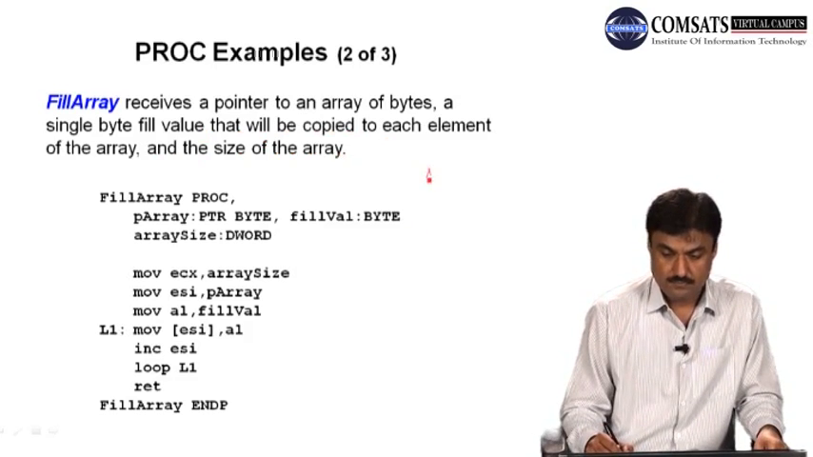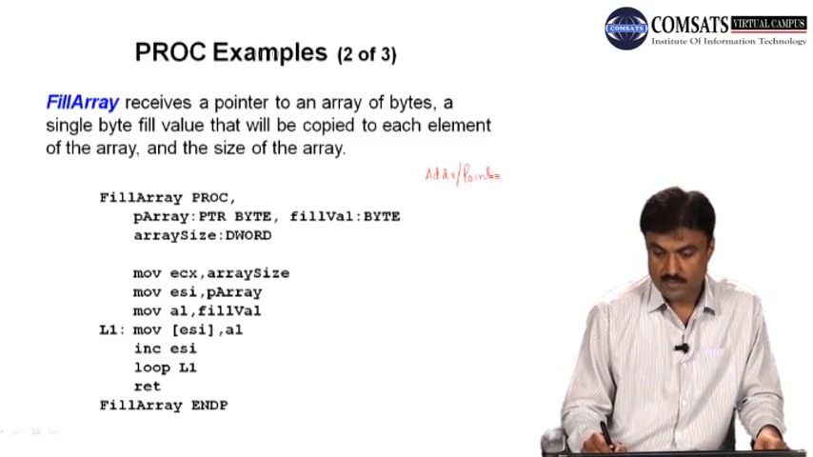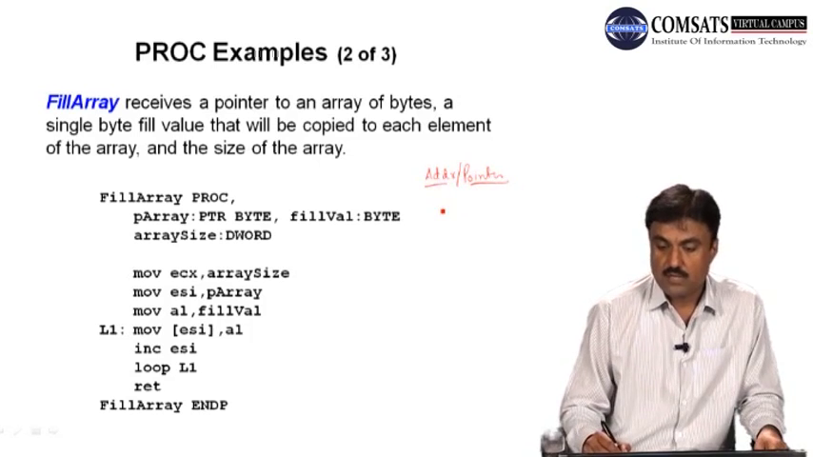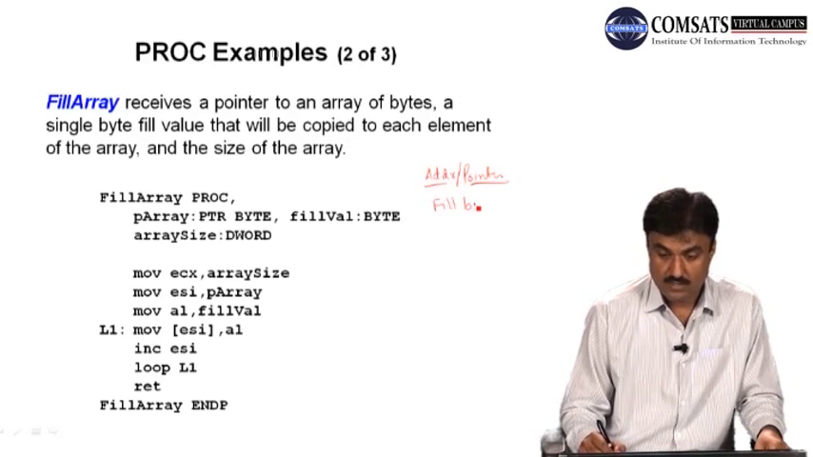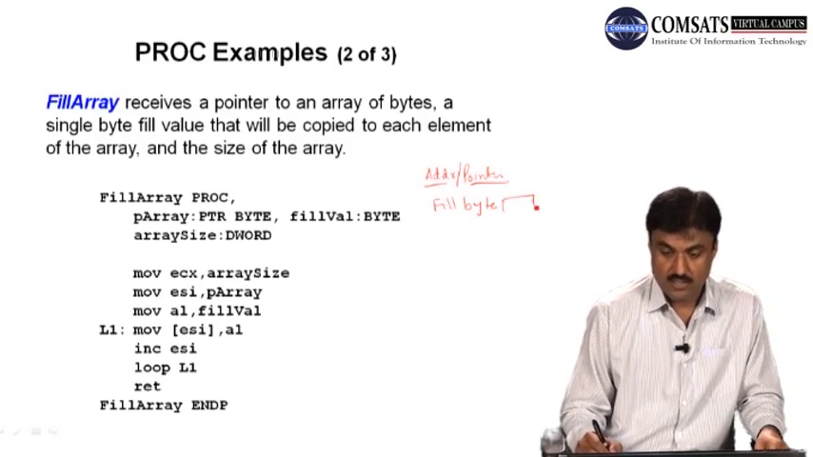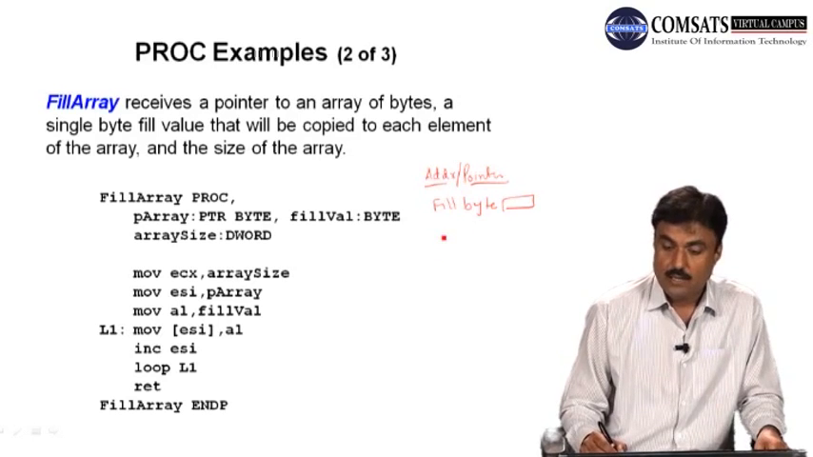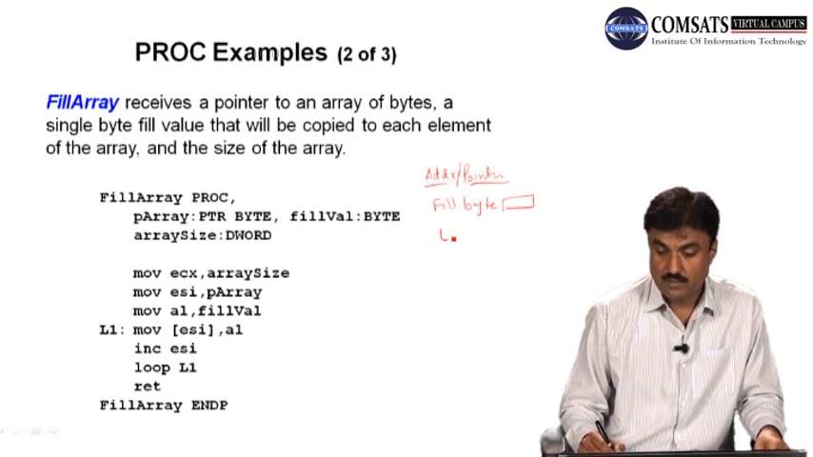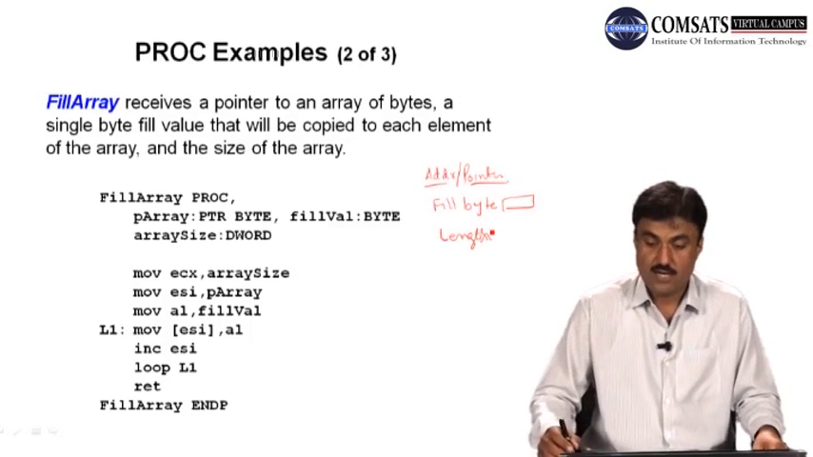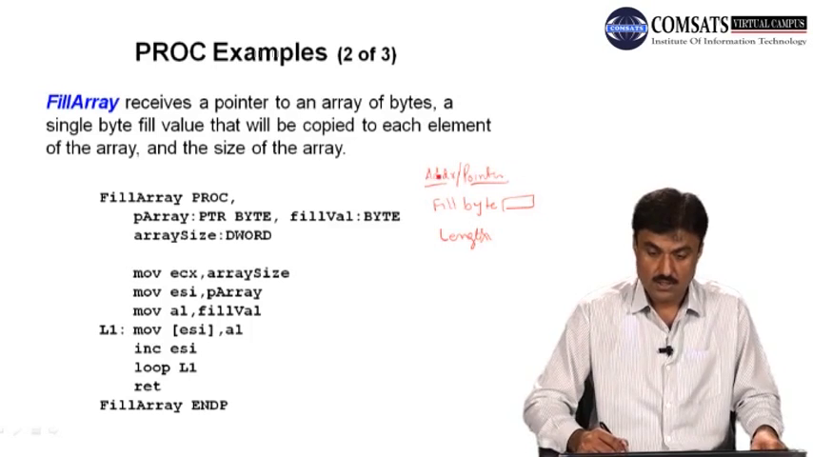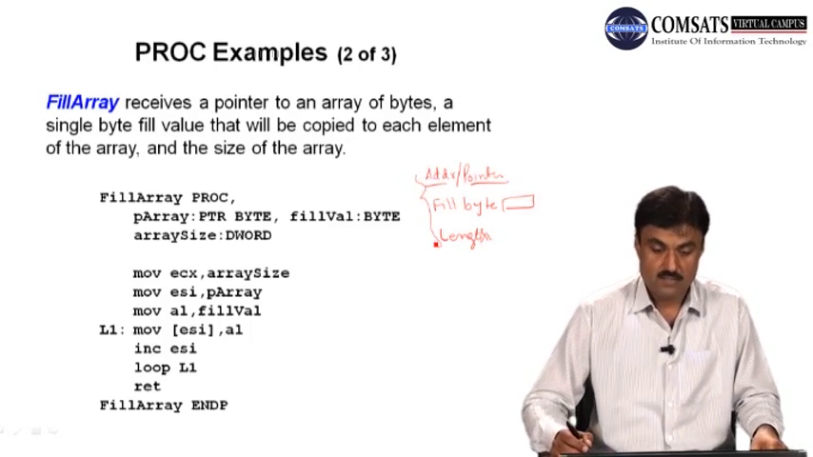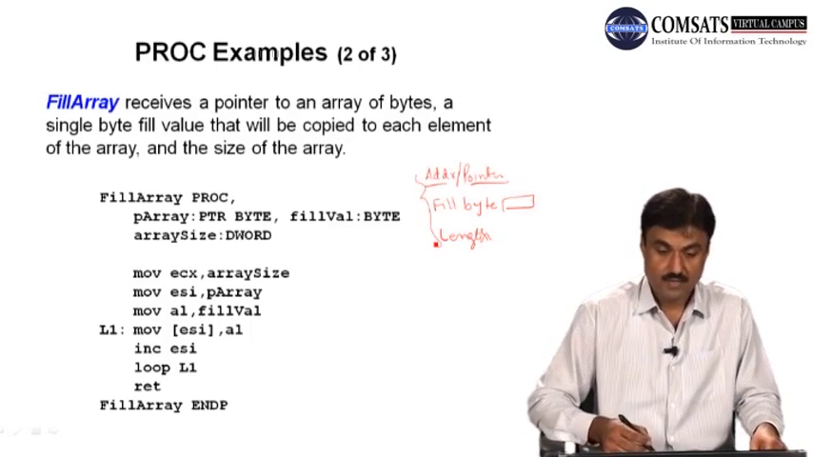The address or pointer to the array, this is the starting address. Then we have the fill byte, and this is the array of type byte. So the fill byte is the value that we want to fill inside the array. And then we will have the length of the array: what is the maximum number of elements inside this array? So we have these three parameters that will be received by this procedure.